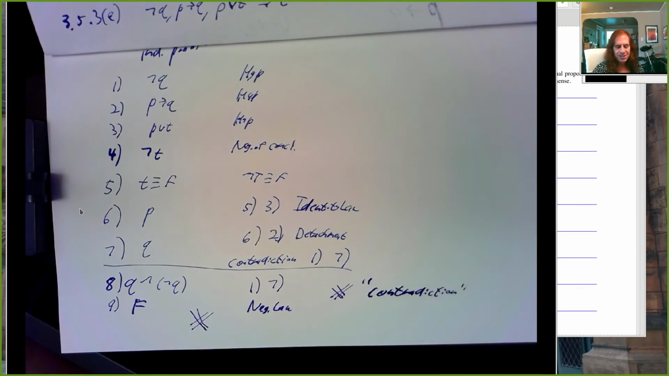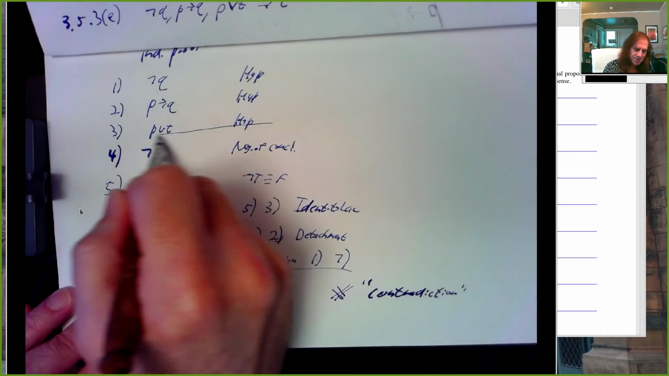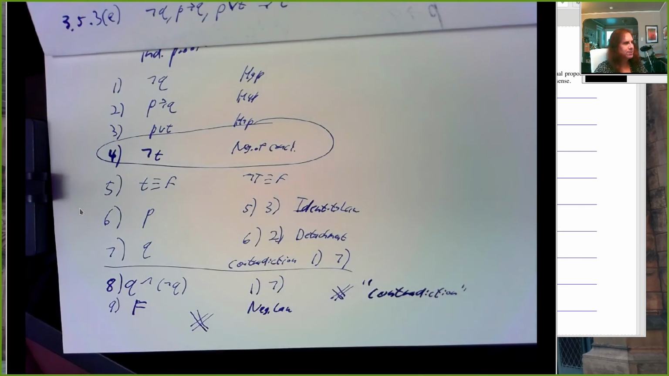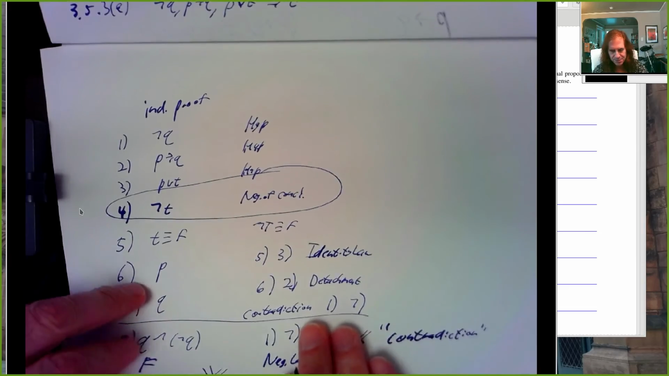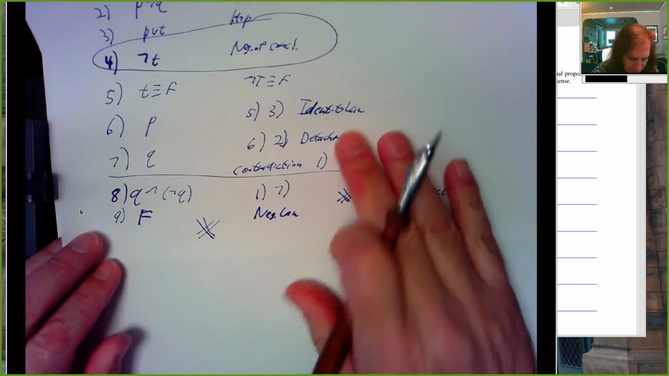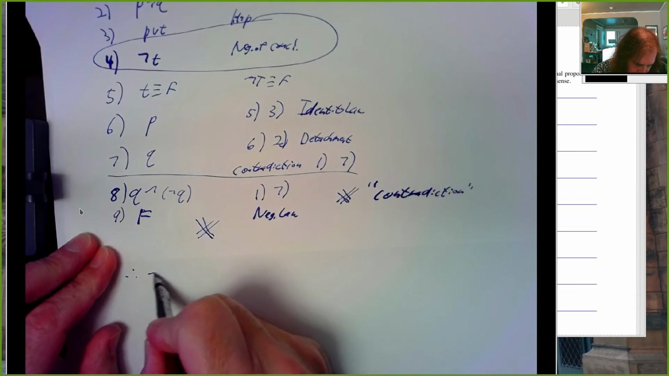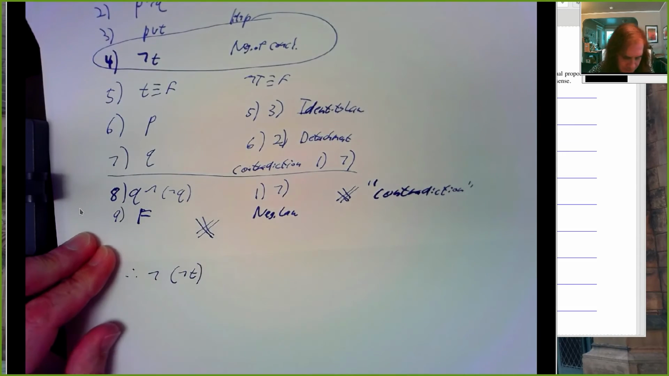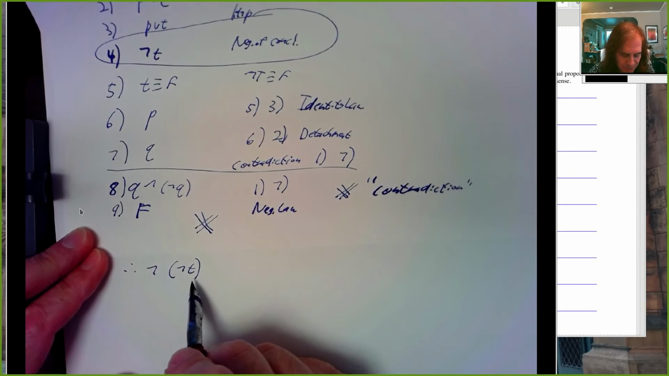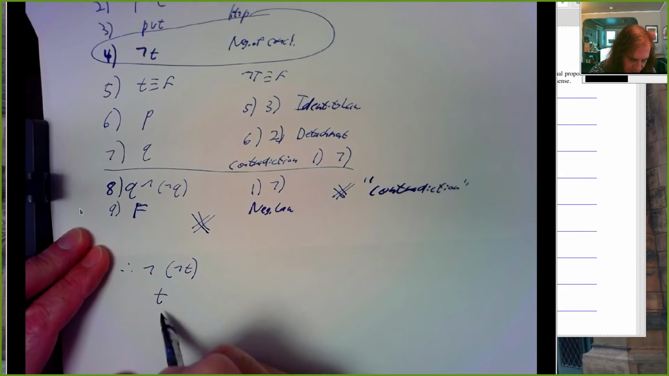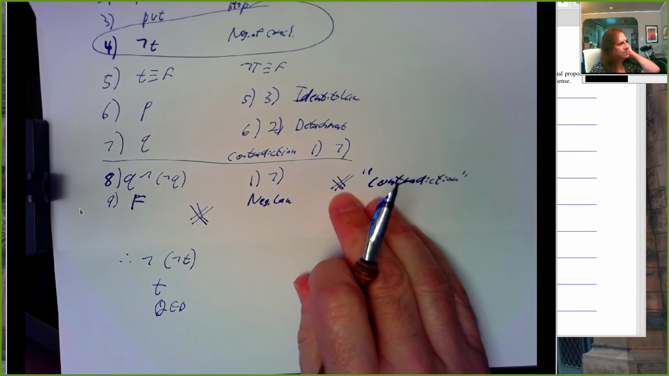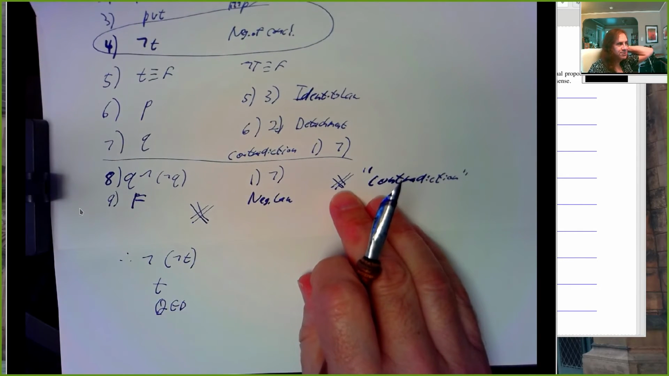Once you reach a contradiction, then this thing up here, which was an assumption, must be wrong. So having reached that point, now we can say, therefore, that statement must be wrong, which means its negation must be true, which means T must be true. And that's your QED point. So yeah, you do get to do QED.